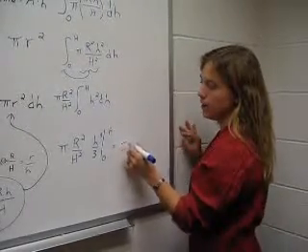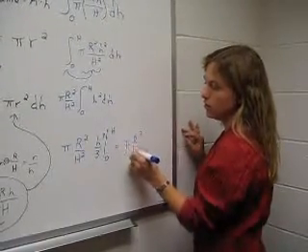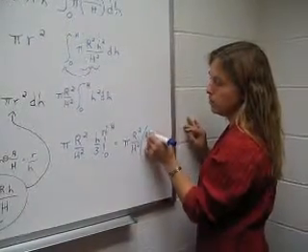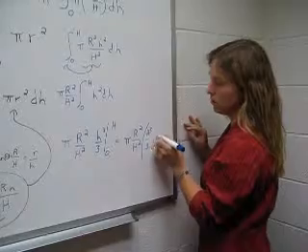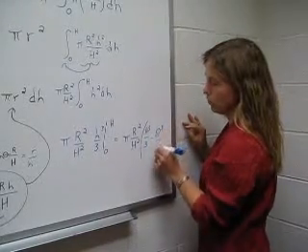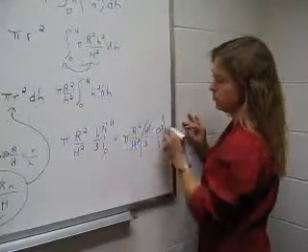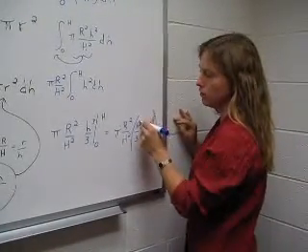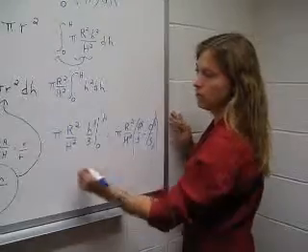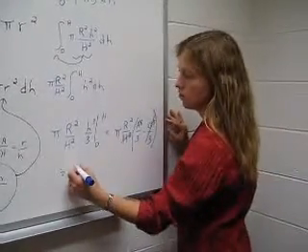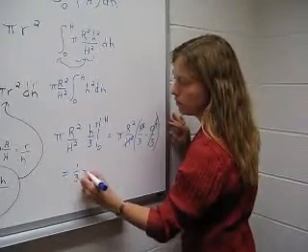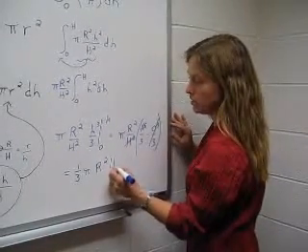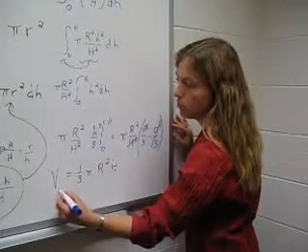This gives me pi R squared over H squared times big H cubed over 3 minus 0 cubed over 3. Don't forget the lower limit. In this case it does cancel. H cubed over H squared is going to leave me with H. So my final answer is 1/3 times pi R squared times H, which is the volume of a cone.